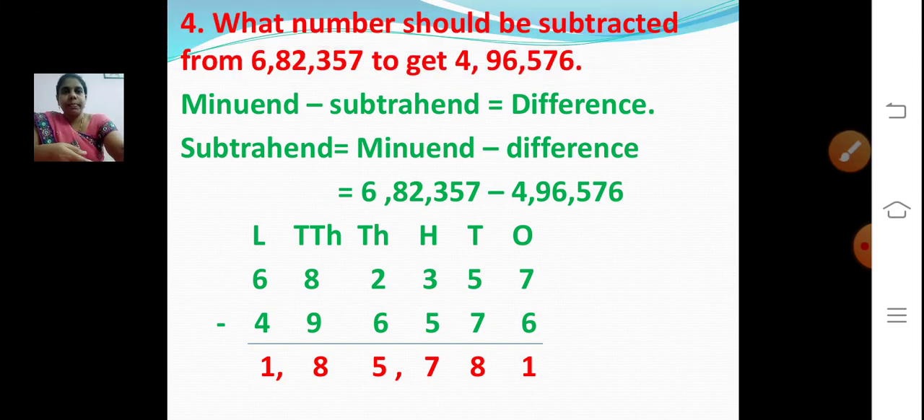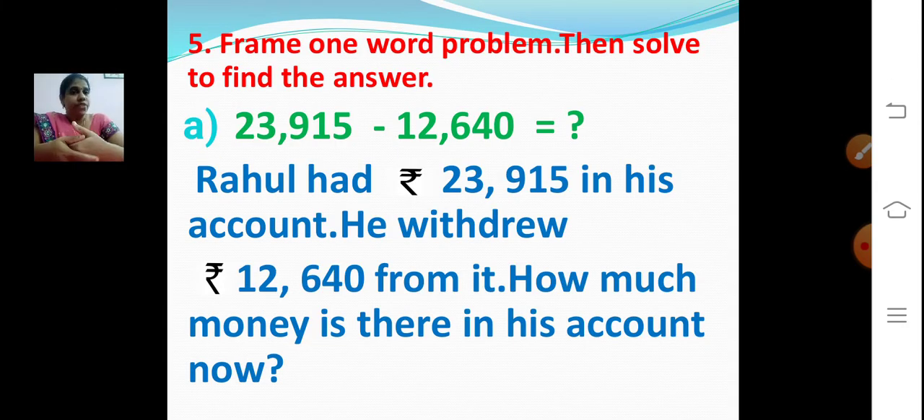So next sum. Frame one word problem, then solve to find the answer. So now we are going to frame one word problem for the question: 23,915 minus 12,640. Shall we frame the word problem for this number?